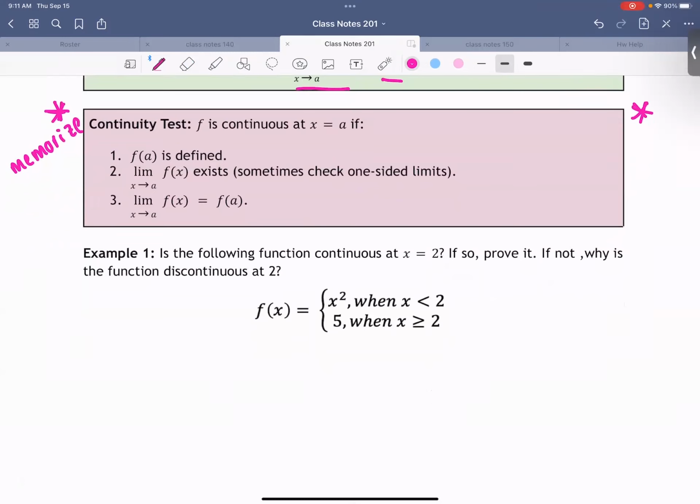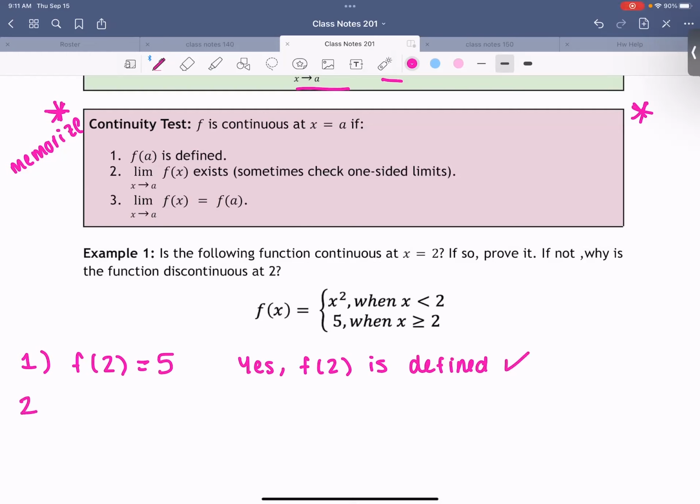Here we have a function. In this example, we want to find out if our function is continuous or discontinuous at x equals 2. If it is, we're going to prove it using our continuity test. And if not, we're going to explain why it's discontinuous. Let's go through the steps here. Step 1, f of A is defined. Is f of 2 defined? Yes, right? What is f of 2? f of 2 is 5, good. Because it's 5 when x is greater than or equal to 2. We're good. Yes, f of 2 is defined.